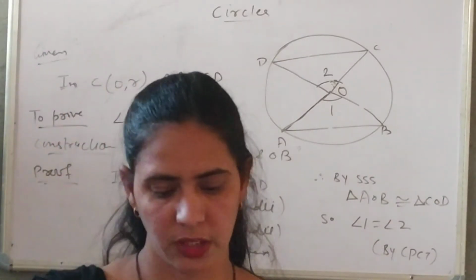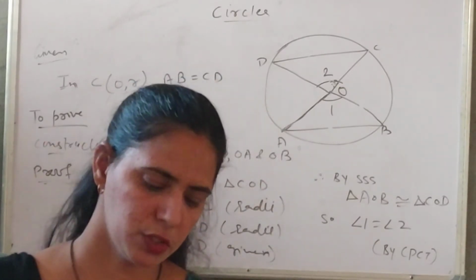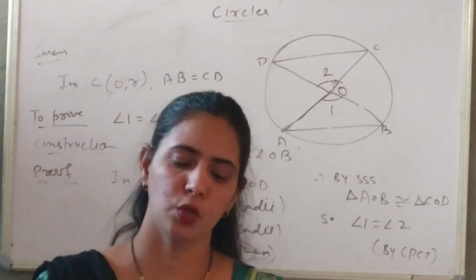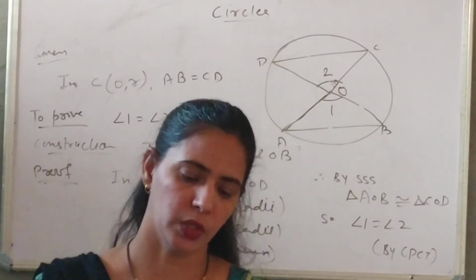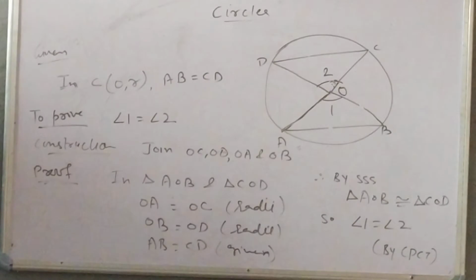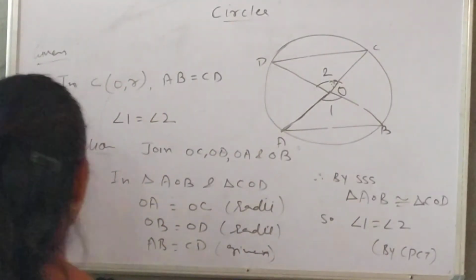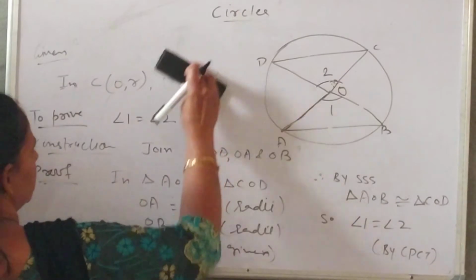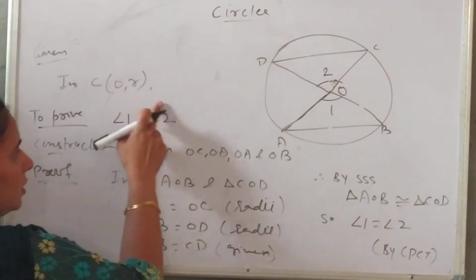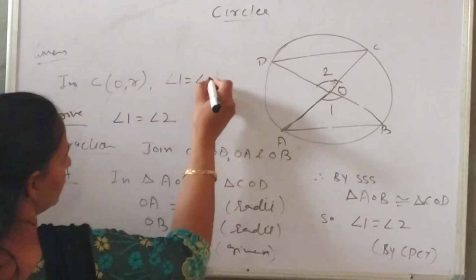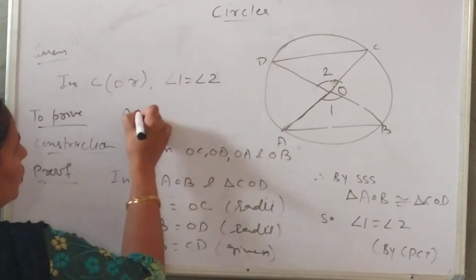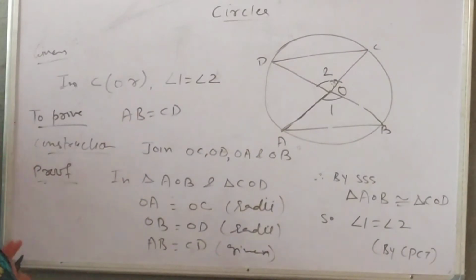Now theorem 10.2, the converse of this theorem is given. This says if the angles subtended by the chords of a circle at the center are equal, then the chords are equal. Here angles are given equal and you have to prove that chords are equal. So in circle COR, you can say angle 1 is equal to angle 2. This is given. And we have to prove chord AB is equal to CD.